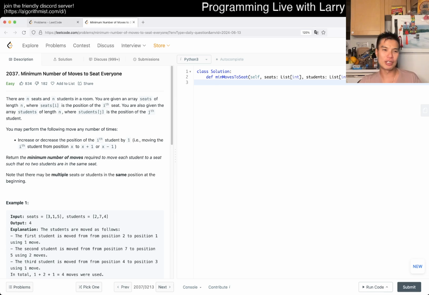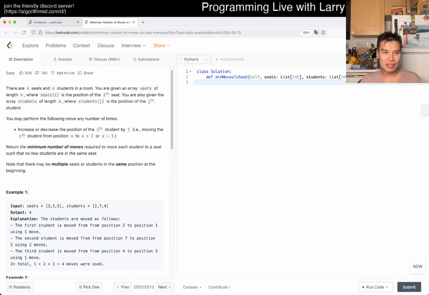Today let's take a look at 2037, minimum number of moves to seat everyone. It's an easy problem. There are n seats and n students in a room. You're given an array seats of length n, where seats[i] is the position of the ith seat. You're also given the array students of length n, where students[j] is the position of the jth student. You may perform the following move any number of times: increase or decrease the position of the ith student by 1.